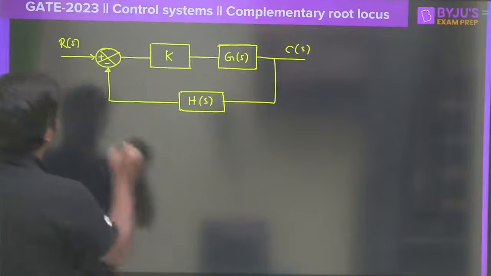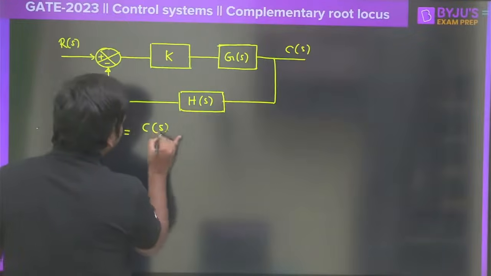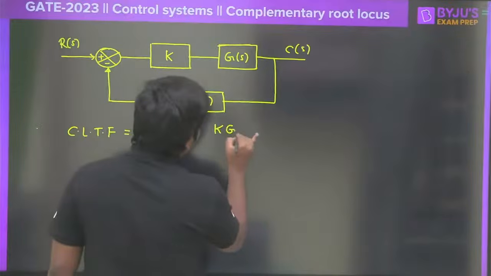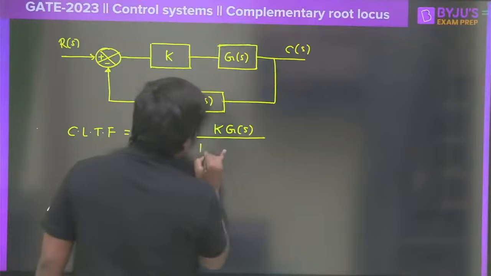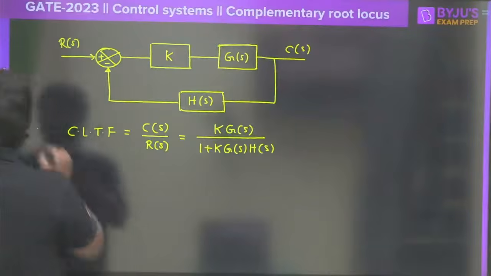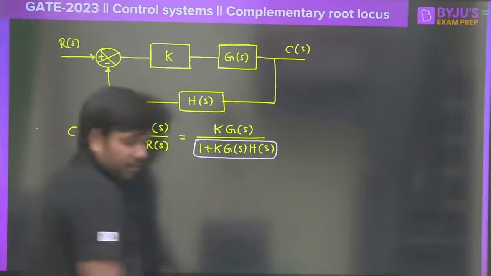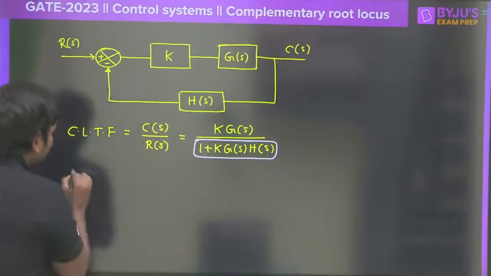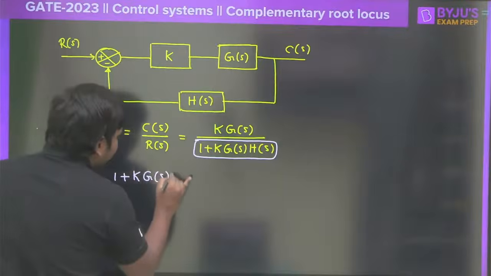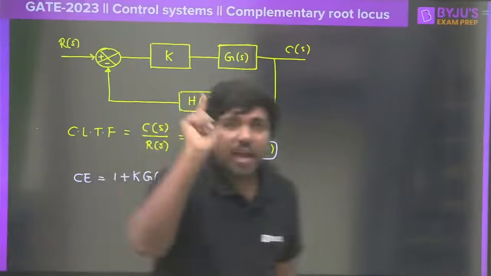If it is a closed loop control system, what would be the transfer function of this one? Closed loop transfer function could be written as C of S divided by R of S, which is K into G of S divided by 1 plus K into G of S into H of S. People call the denominator of the closed loop transfer function the characteristic equation, correct? So therefore, I can write down clearly the characteristic equation as 1 plus K into G of S into H of S equals 0. Correct? This is called a characteristic equation, and every one of you knows this, right?